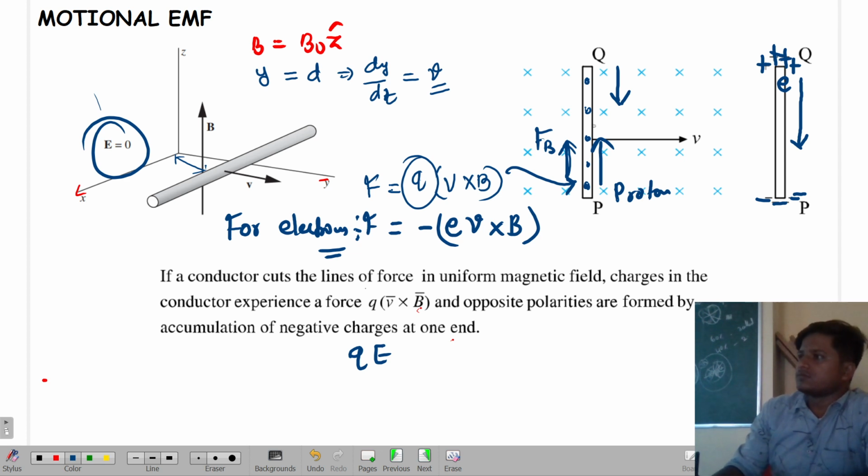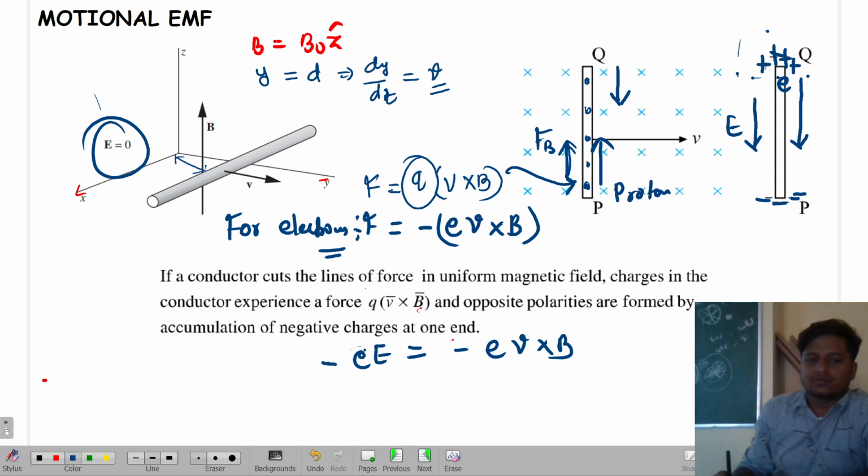When positive charges are created over here and negative charges are created over here, a net electric field will be generated over here or not? And this electric field will apply some kind of force on the internal electrons which are present over there. I call this E, and this is equal to what? Minus E V cross B. So this minus E got cancelled, and the electric field you have got is how much?